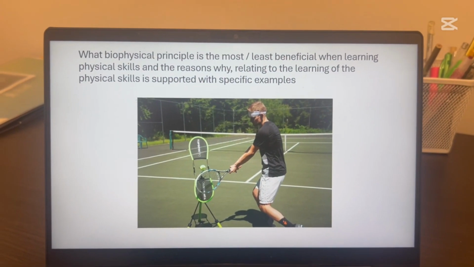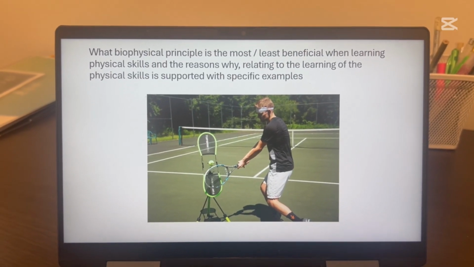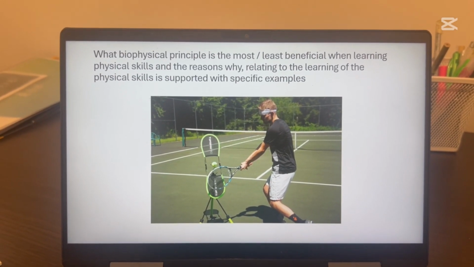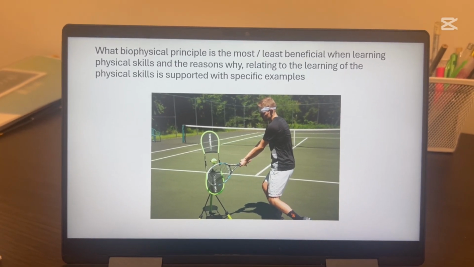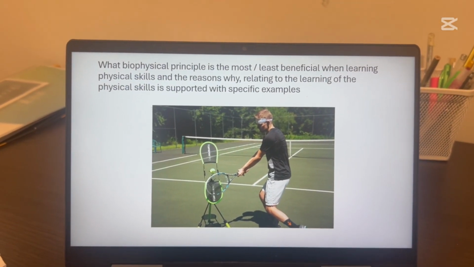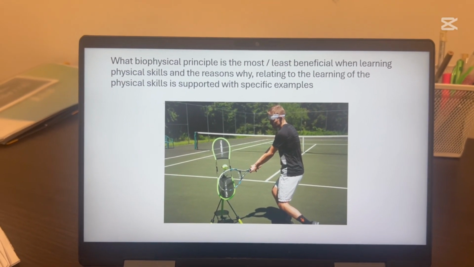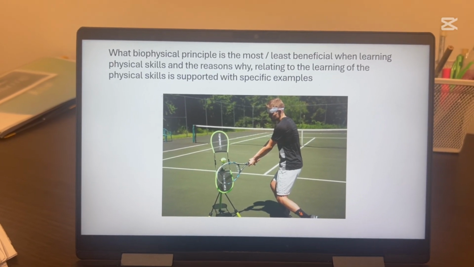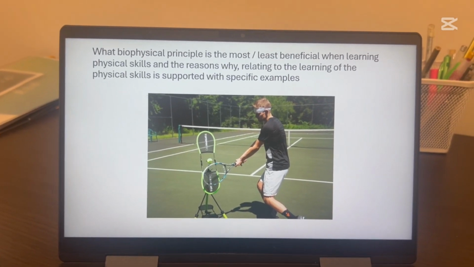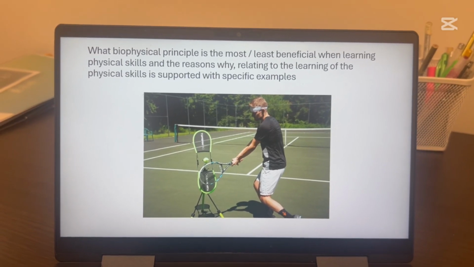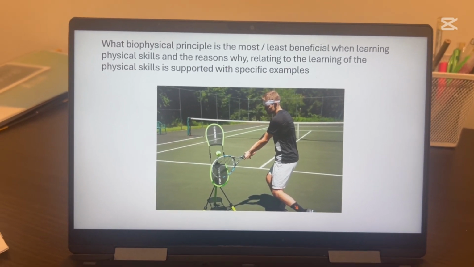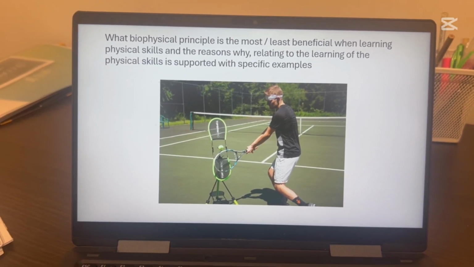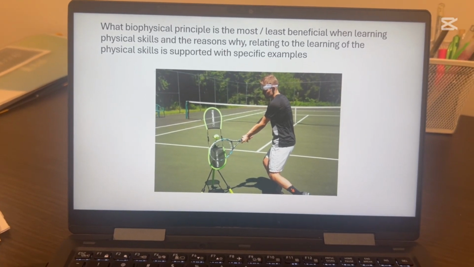Some biophysical principles that are the most beneficial are motor learning skills and neuroplasticity. Motor learning skills is the process of learning something new through repetition and feedback. This strategy works swimmingly with neuroplasticity. This is the ability of the mind to adapt and form new neural connections in response to learning and experience.